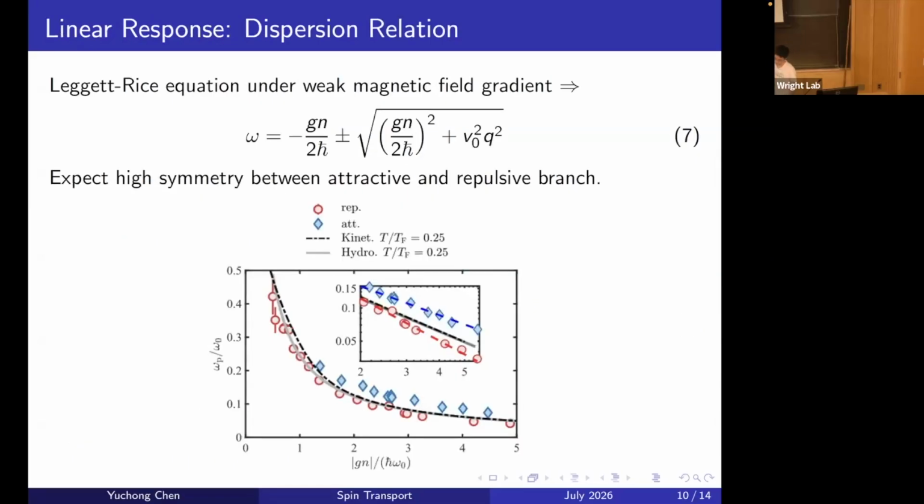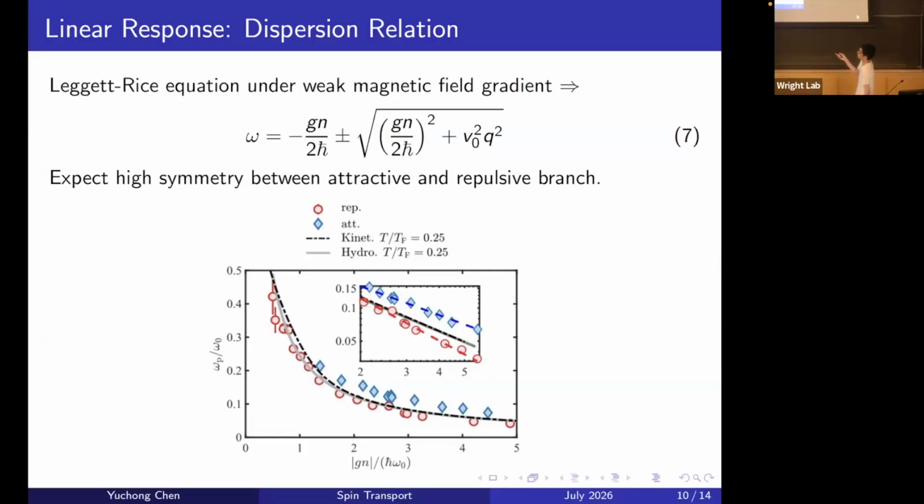But firstly, the dispersion condition. If you assume a very weak magnetic field gradient for the Laplace equation, you will be able to extract the dispersion condition which is up there. So there are mainly two terms. One is the mean velocity square, which is v naught, and two is the wave vector, and it also relates to Gn, which is the interaction strength. So from this, we would expect that the dispersion relation should be symmetric, or almost symmetric, if you tune G from positive to negative, which is repulsive or attractive.